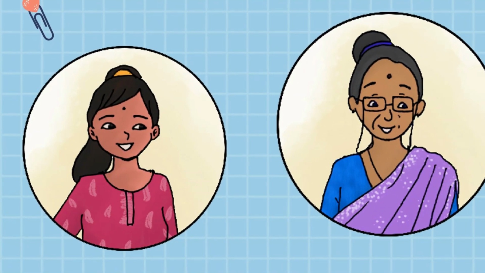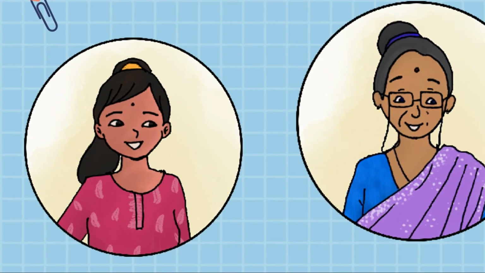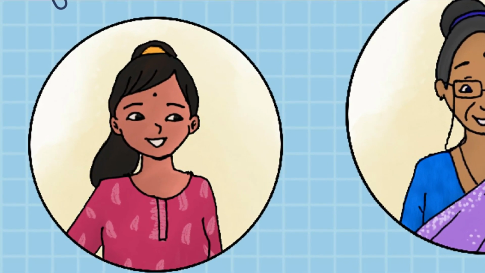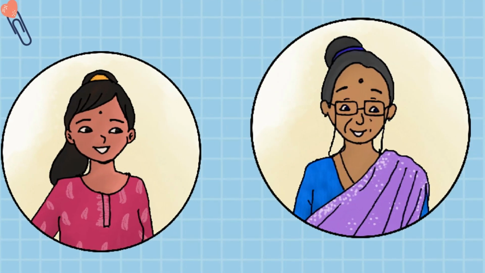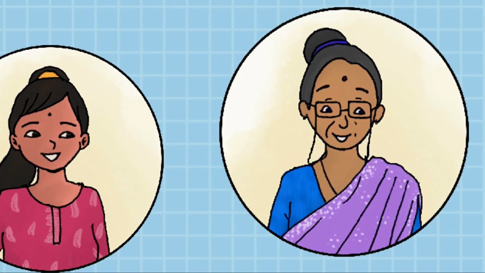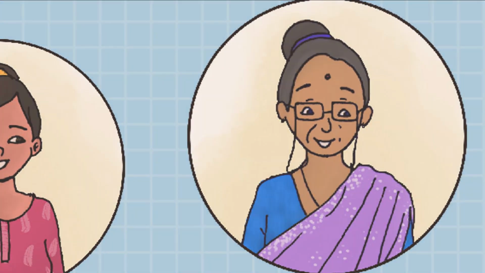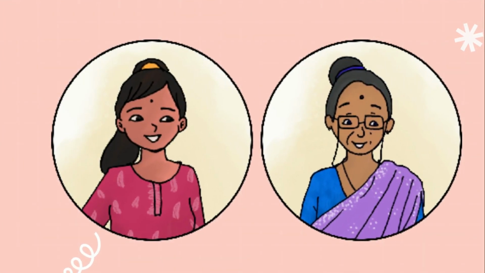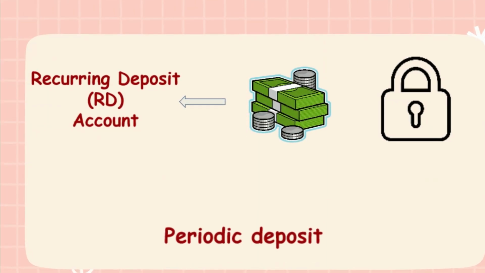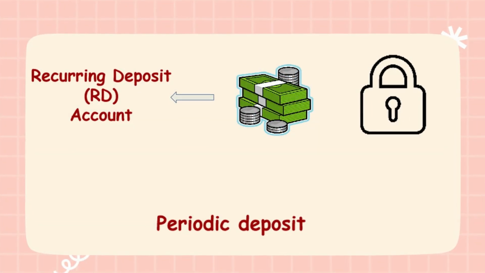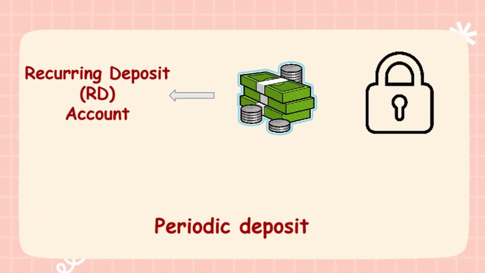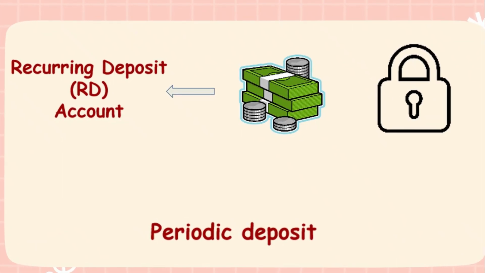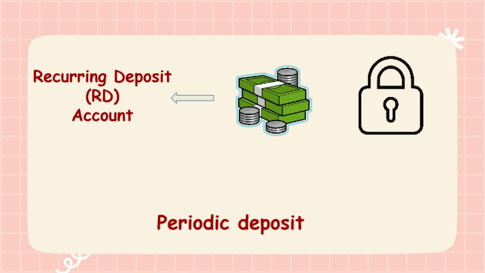Great! But what if I don't have a large amount of money with me? Is it possible that I put away some money from my salary every month? Yes, you can. In this case, you can open a recurring deposit account. What is recurring deposit? Recurring deposit account is for depositing an amount periodically, daily, weekly, or monthly basis for a certain period. This is useful for depositing regular savings.